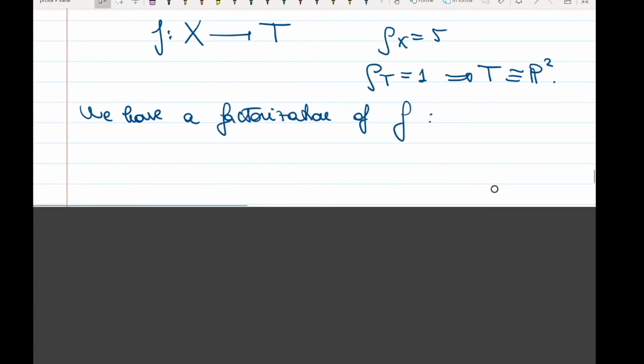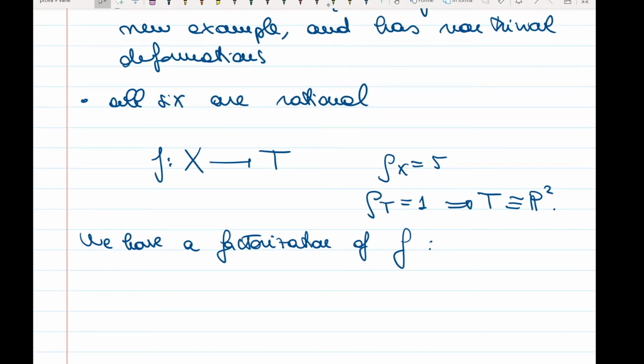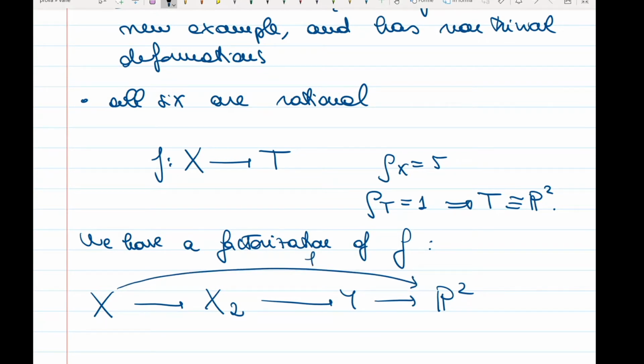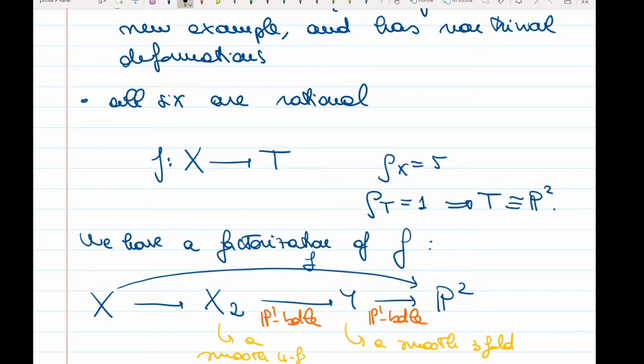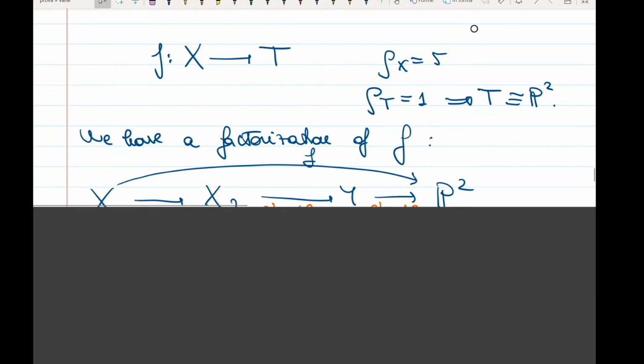Of f as follows. Okay, so this is f. Let's see what the intermediate steps are. So this is a P1 bundle. So Y is a smooth threefold. And the second map is again a P1 bundle. So X2 is a smooth fourfold. And then the last step is birational.